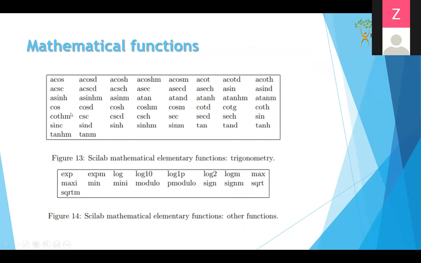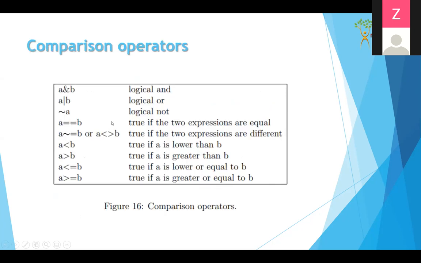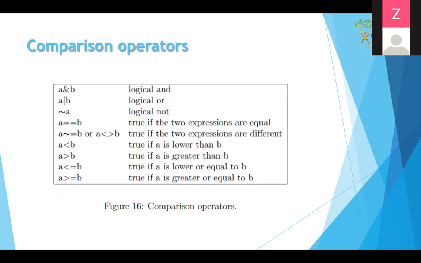All these mathematical functions are available: sine, cos, tan, exponential, maximum, log, square root, square, all kinds of functions are available by default. There are certain predefined variables which are write protected. We cannot change these variables. For example, the value of pi, epsilon, infinity, not a number, complex numbers, polynomial variables. We'll see a couple of examples related to these variables in the coming slides.